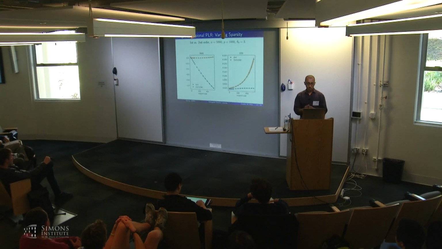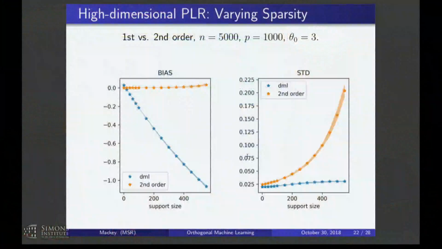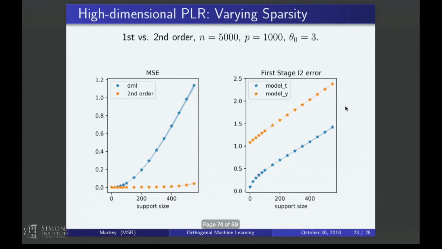All right, so here's a breakdown of bias and variance. And this is basically what you expect. As your support size, the number of relevant confounders, grows, the bias of the first order method is growing pretty quickly, whereas the second order method is growing in a very shallow way, not that much at all. On the other hand, the standard deviation of the first order is pretty consistent, whereas the standard deviation of the second order is growing. So there's a trade-off here, and in this case the trade-off is still in favor of second order. The overall MSE is much higher for the first order than the second order as your support size grows.